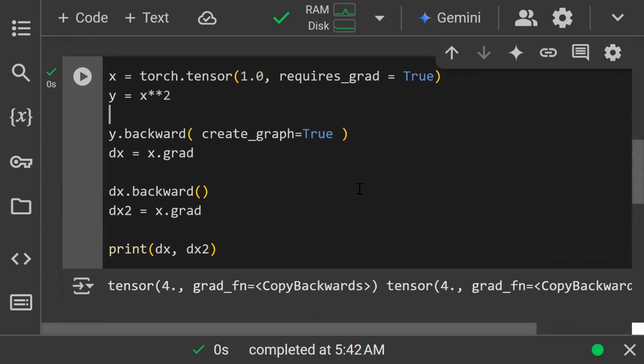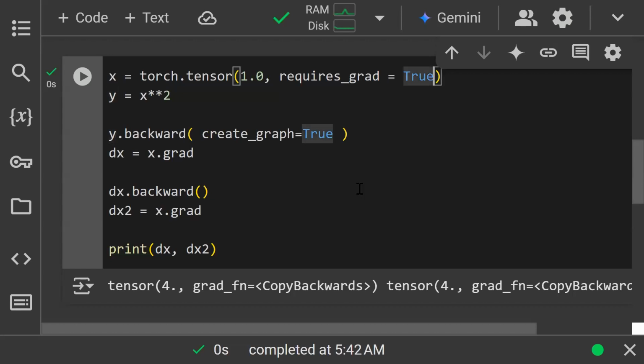So if you do this, we'll get this. Does it look accurate? So we have x equals 1. Okay. And then y equals x squared. So the first derivative is 2x, so that's got to be 2. The second derivative is 2, no matter what, right? But we have 4. What's going on?